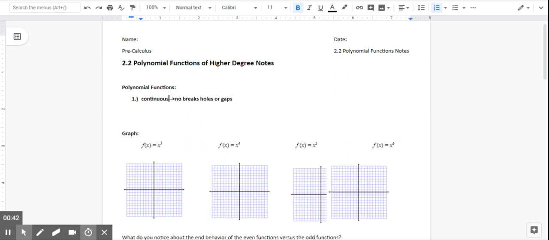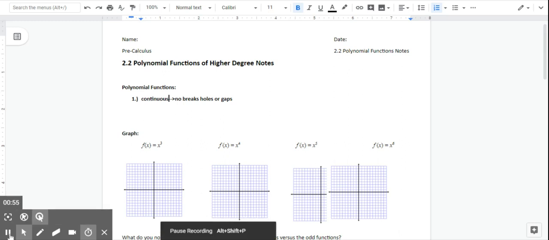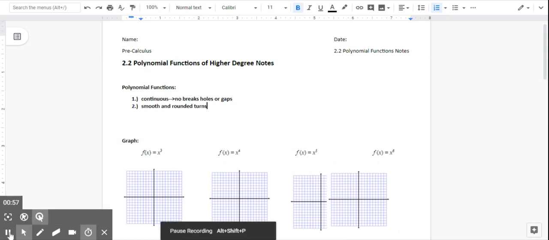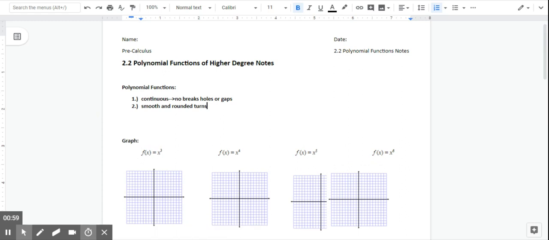So if we think about a continuous function, if we were to put our pencil on the graph, we could draw this function without having to pick up our pencil because there's no breaks, there's no holes. The second part of this is that it needs to have smooth and rounded turns.